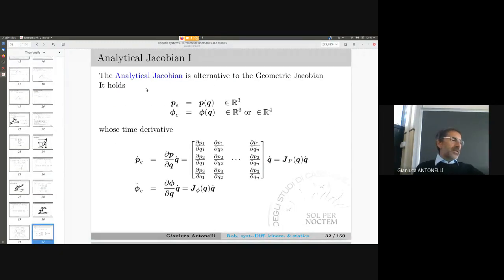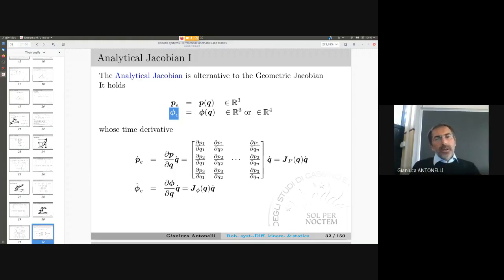Now, this is an alternative. Let us see what an alternative means, and in what respect it is an alternative. I do know that my direct kinematics can be expressed as a function that maps from the joints to the end effector position. Okay? Just a function, a three-dimensional function. It is nonlinear, there are a lot of sines and cosines in this function. Then, I do know that I can do the same for the orientation.